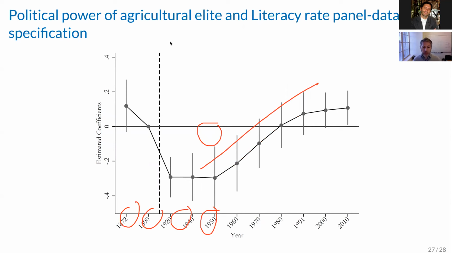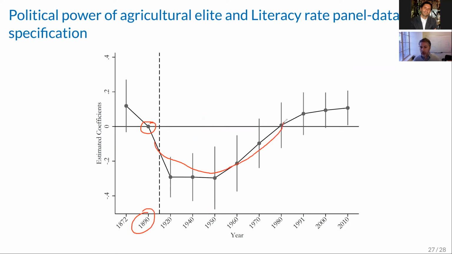Another way to do that is to estimate it with the panel data, right? So this is the coefficient estimated with the panel data going back to 1872 and then stacking observations one on top of each other. These coefficients here are normalized such that we're normalizing the coefficient here in 1890. Okay, so you see this significant decline in literacy rates in places where the agrarian elite had more power, when you see the convergence back starting in the 50s and 60s, taking a long time up until the 1980s.